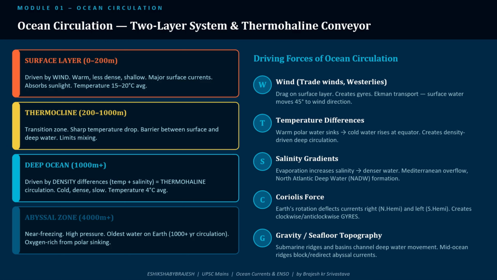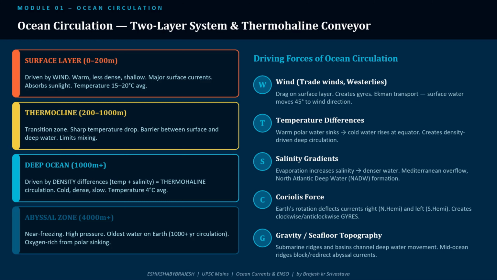The Mediterranean Sea, for example, is so evaporation heavy that it produces dense, salty water that overflows into the Atlantic at depth. The Coriolis force, Earth's rotation, deflects moving objects to the right in the northern hemisphere and to the left in the southern hemisphere. This deflection is what causes ocean currents to form circular loops called gyres, clockwise in the northern hemisphere, anti-clockwise in the southern hemisphere. And finally, sea floor topography.